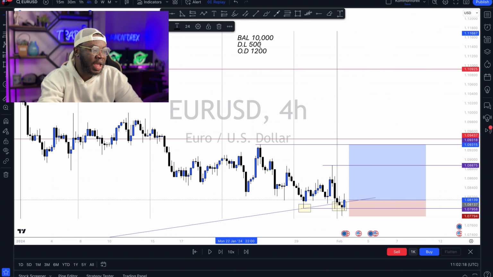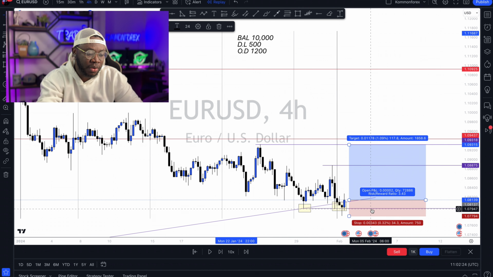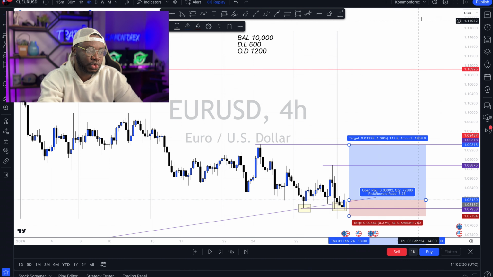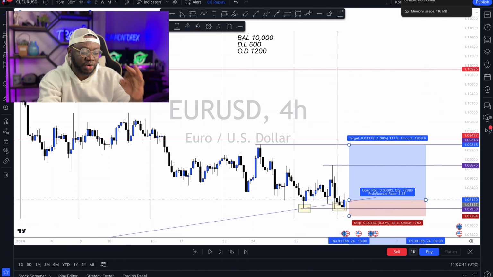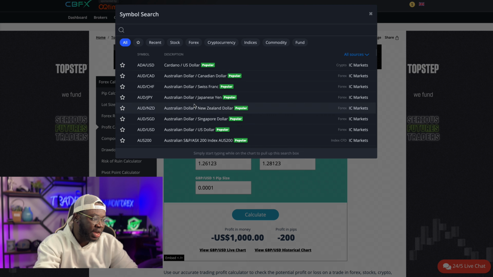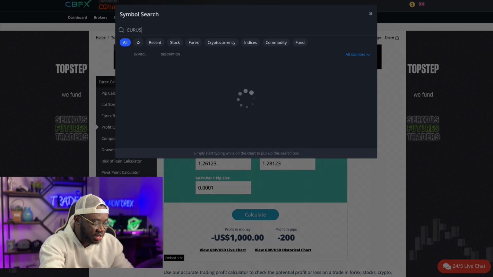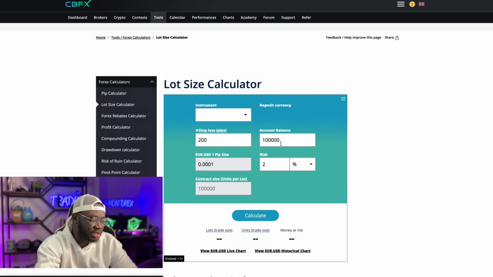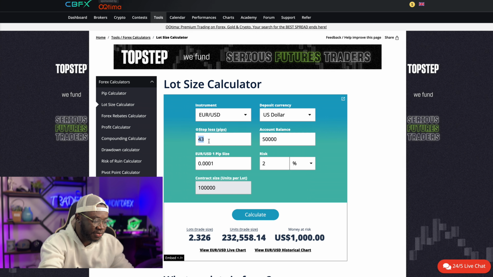So now it means that you're not supposed to risk more than what? $500 on this setup in a day. And then what's your stop loss? 34 pips. So now calculate how much you want to actually risk on this trading position. I'm trying to buy Euro USD. So I look for Euro USD, go to the lot size calculator, how much I'm actually risking. Stop loss is 34 pips. Let's say 35 pips. Then what's your account balance?